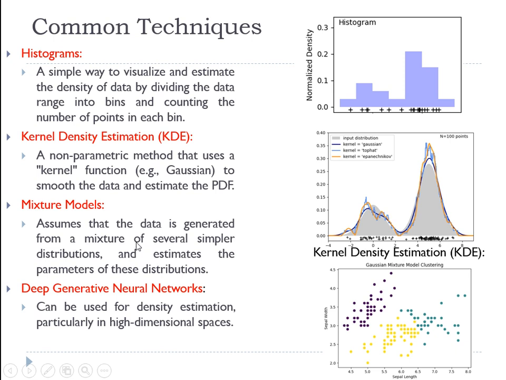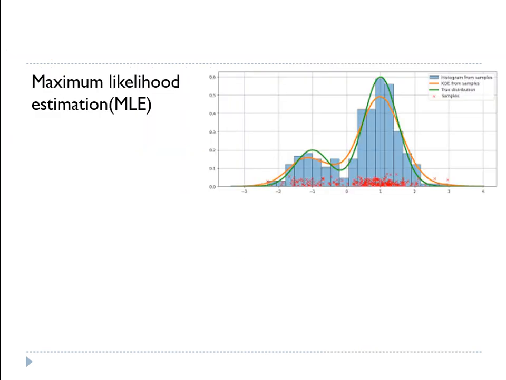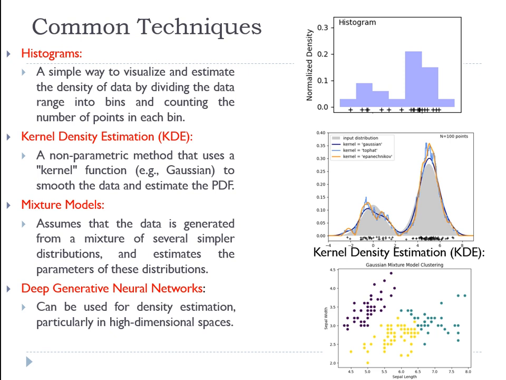And one more is the Gaussian mixture model. That is a very important technique where the data is generated from a mixture of simpler distributions. And there are deep generative neural networks, a very important machine learning concept today. Everyone wants to learn this, where you can also use deep generative neural networks for density estimation, particularly in high dimensional spaces. This is just for your extra information, to know the common techniques you can use for density estimation.